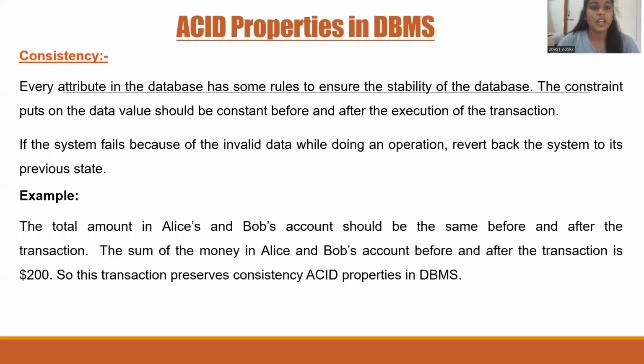Consistency. Every attribute in the database has some rules to ensure the stability of the database. The constraints put on the data values should be consistent before and after the execution of the transaction. If the system fails because of invalid data while doing an operation, revert the system back to its previous state. For example, the total amount in Elias's and Bob's accounts should be the same before and after the transaction. The sum of the money in Elias's and Bob's accounts before and after the transaction is $200. So this transaction preserves consistency.